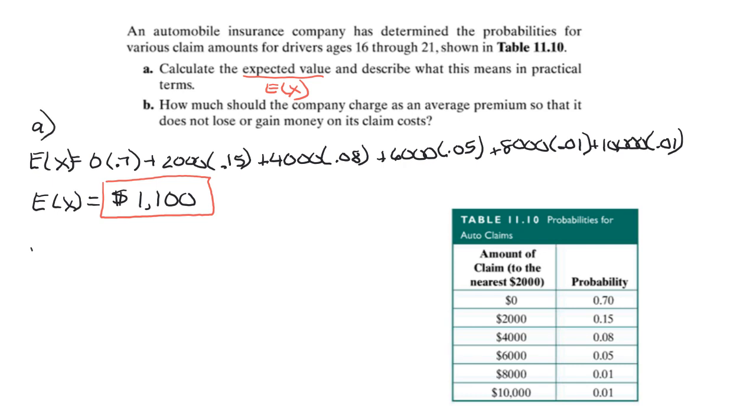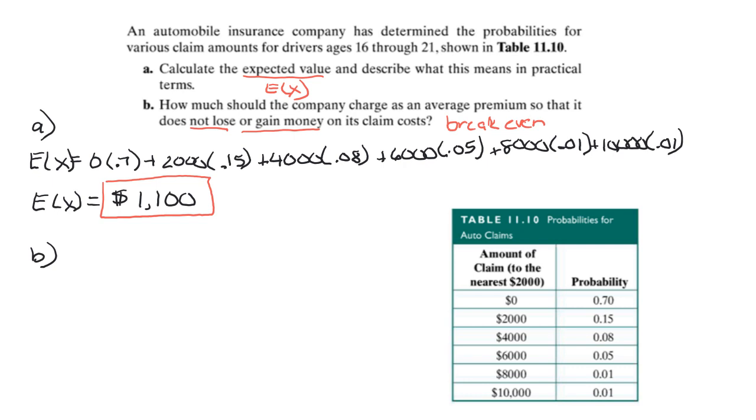Okay, let's take a look at Part B. Part B says, how much should the company charge as an average premium so that it does not lose or gain money on its claim costs? So we don't want them to lose money, and we don't want them to make money. That's called a break even. We want them to break even.